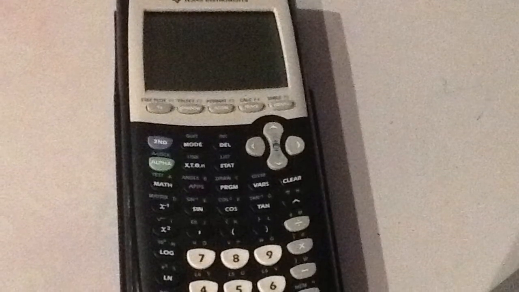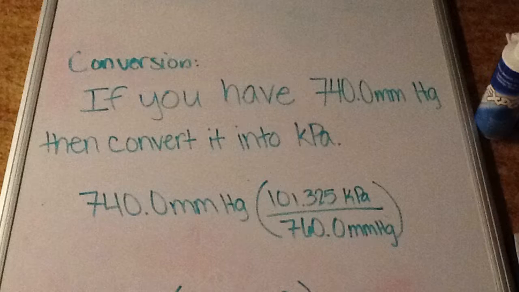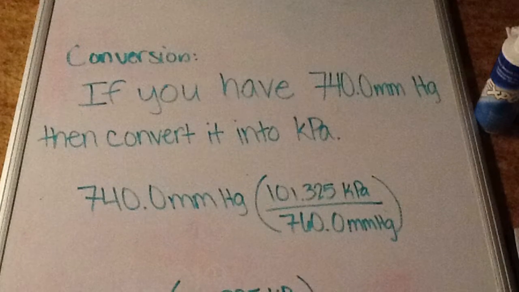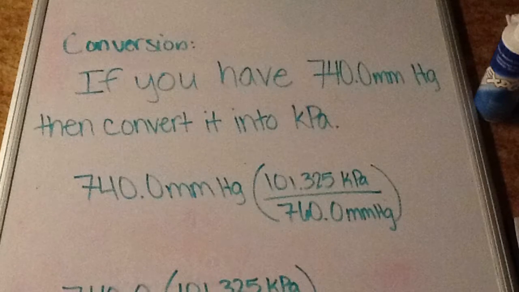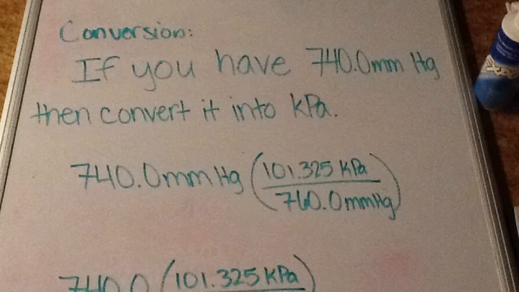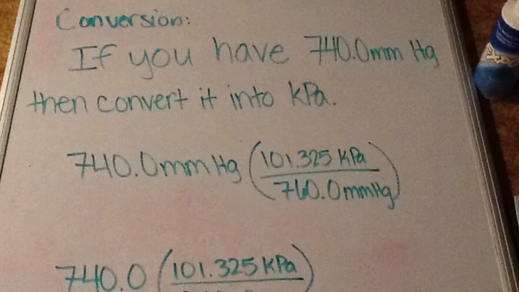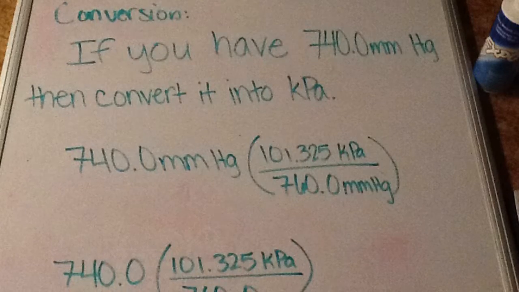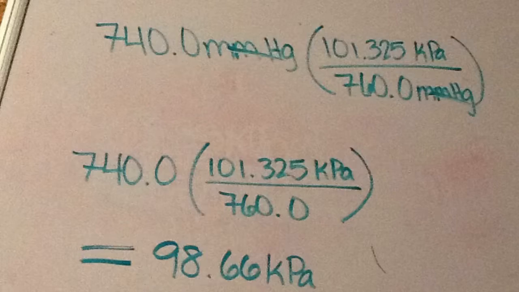On to conversion number 3. If you have 740 mmHg, or millimeters of mercury, then convert this into kPa, or kilopascals. Start with putting 740.0 mmHg times 101.325 kPa over 760.0 mmHg. This way, there's common units on both the top and the bottom.